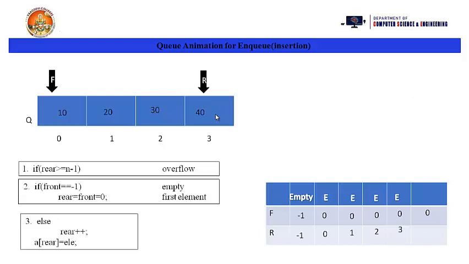Then I need to enqueue one more element, 50. Now check the condition. What is the rear value here? 3. And what is n-1? 3. So 3 is greater than or equal to 3. Now the condition is satisfied. Now it is an overflow condition, which means the queue is full. So one more element is not possible to enqueue into the queue. Now the queue is full with the size minus 1. So like this we can enqueue the values into the queue.